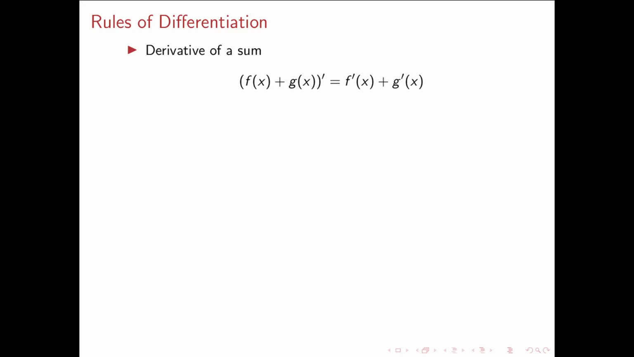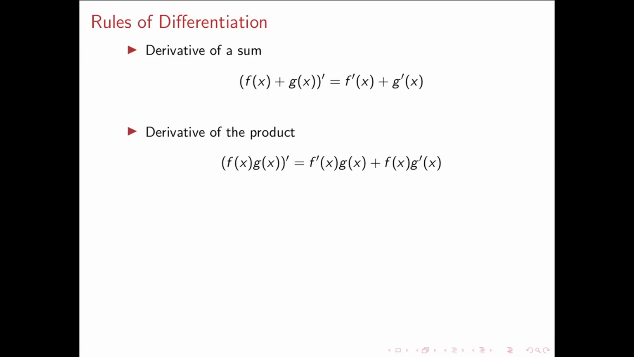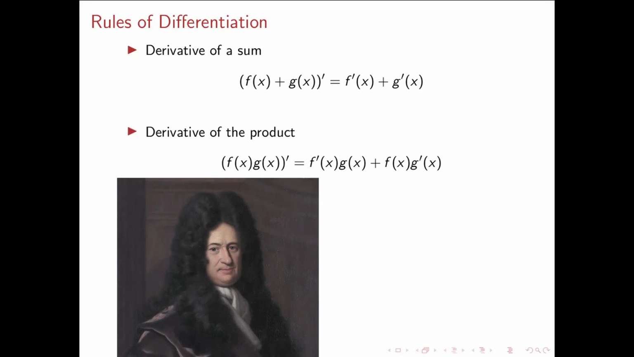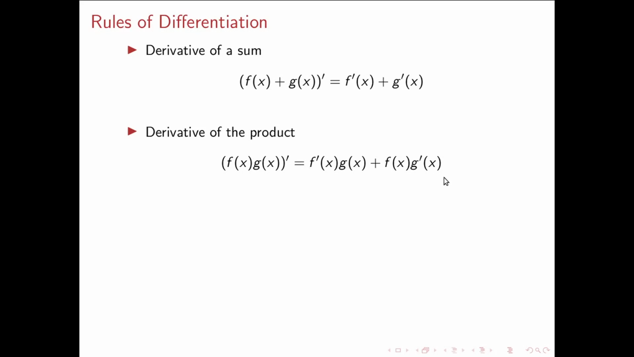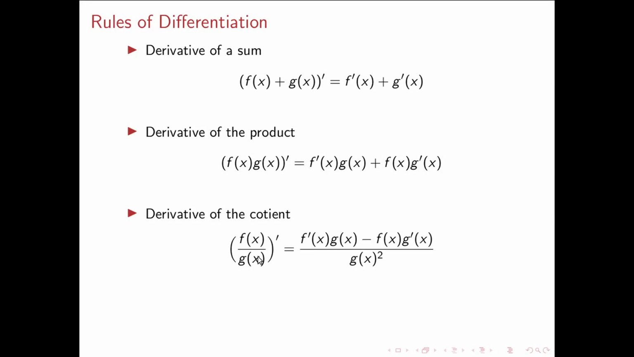The derivative of a sum is the sum of the derivatives. Sums are easy to derivate. The rule to derivate a product is so important that it has its own name. It's called Leibniz rule. The derivative of the product, fg, is derivative of f times g plus f times derivative of g. The quotient rule, the derivative of f divided by g, is derivative of f times g minus f times derivative of g, all divided by g squared.